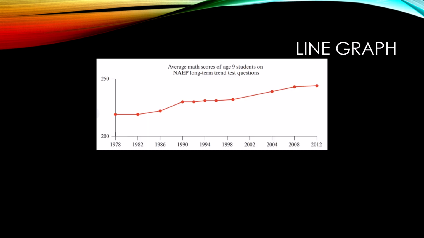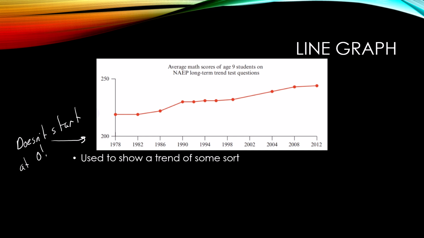All right, here is a line graph. Now, this is not a very good line graph. Why? Doesn't start at 0. This is a big no-no. But a line graph is used to show a trend of some sort. So here we have average math scores in different years. And the connecting line should have a meaning.